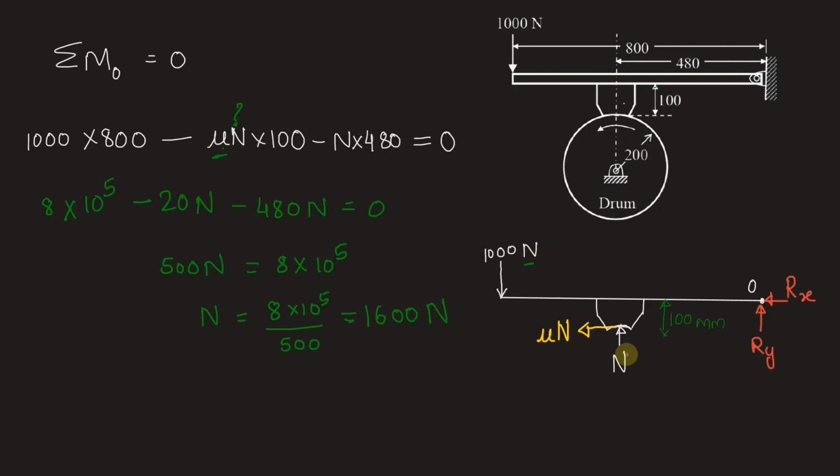Now in the second part, we have the normal reaction here and the tangential force on the drum is with us. So we can apply this tangential force on the drum here, which is mu N, and calculate what is the total torque being developed on the drum because of this frictional force. So total torque developed on the drum, let that be T, will be equal to the tangential force mu N into distance between the center of the drum and this force, which is nothing but the radius of the drum, that is 200.